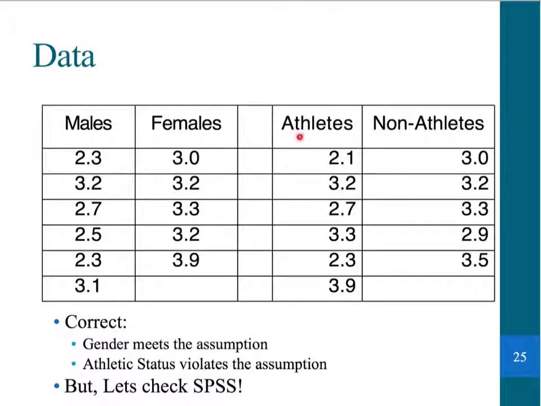On the right side, when we violate the assumption, notice for athletes the lowest score is 2.1, the highest score is 3.9. We have 2.8 as our difference or our variability, where we have a much closer variability for non-athletes. They only range from 2.9 to 3.5. 0.6 is our difference. So on the left, we're going to meet the assumption. Over to the right, we're going to violate. Go ahead and get your data set up for your homework, and that should help you get going for when I see you back in class.